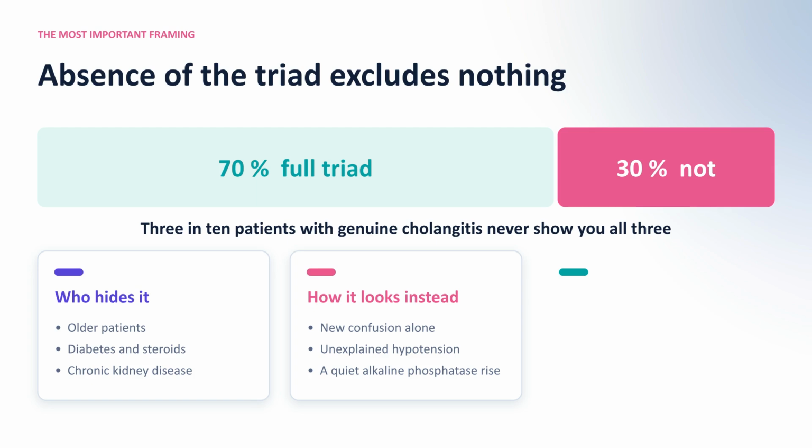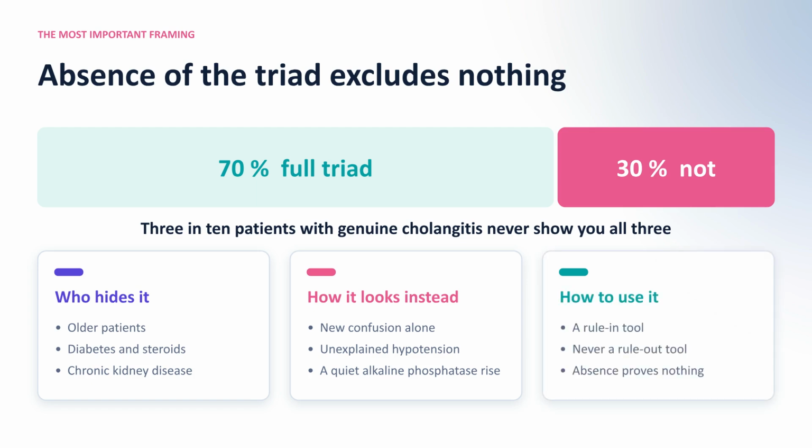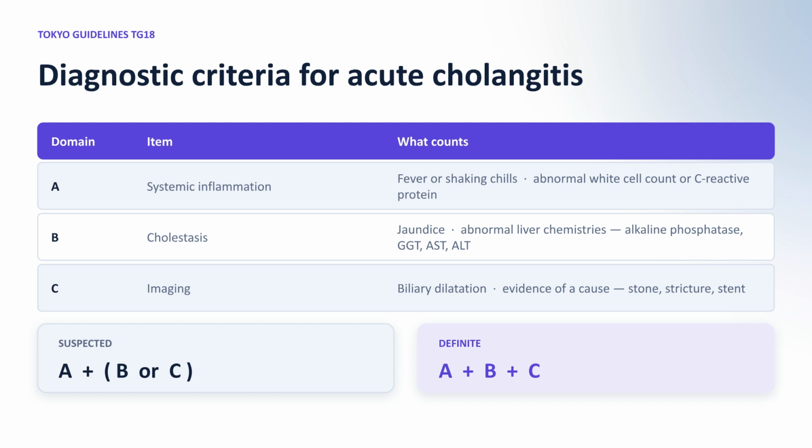Picture the 82-year-old woman on the ward with none of the classic features. She has it, and she will be diagnosed late. The triad is a rule-in tool. It was never a rule-out tool. Absence proves nothing at all. That is exactly why the Tokyo guidelines built a different diagnostic framework.